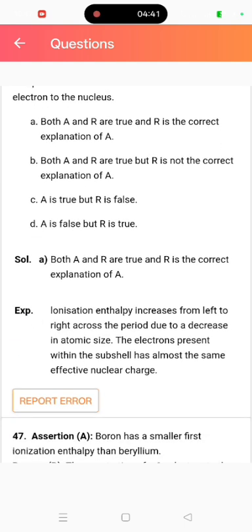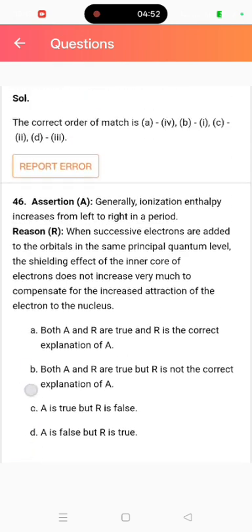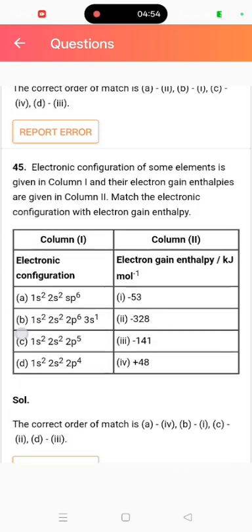See, ionization enthalpy increases from left to right across the period due to a decrease in atomic size. The electrons present within the subshell have almost the same effective nuclear charge. Okay.